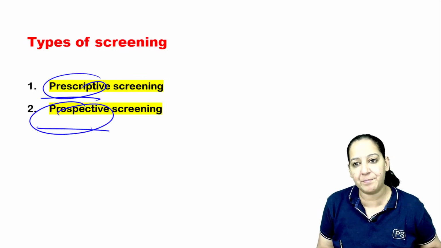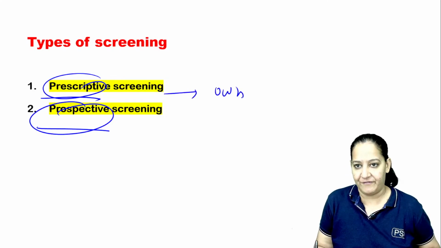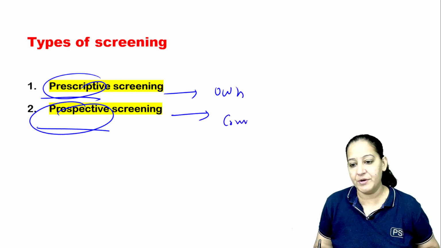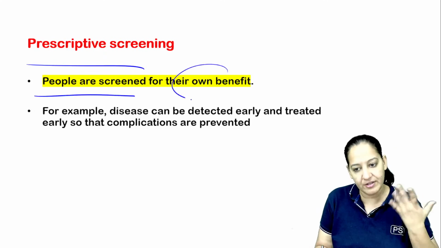What do you mean by prescriptive? What do you mean by prospective? Many MCQs come. Prescriptive is for own benefit and prospective is for the benefit of the community, for other people. Let me give an example. In prescriptive screening, people are screened for their own benefit.